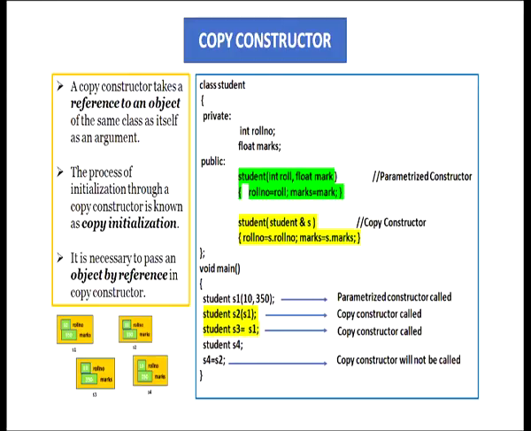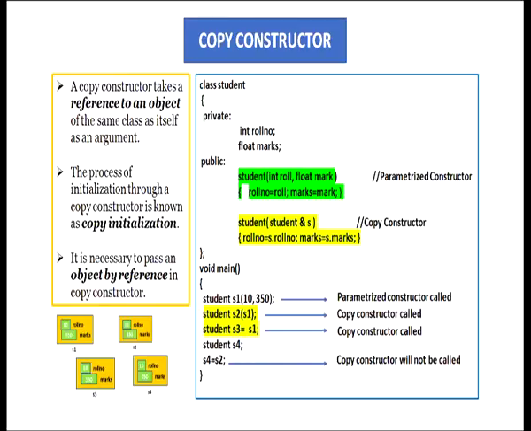Copy constructor. A copy constructor again takes parameters, but the parameter here is a reference to an object of the same class. So, let us understand it with the help of an example. We are taking the example of class student again, which has two data members, roll number and marks, as private data members. Now, in the public section, we are first declaring the parameterized constructor student int roll, comma, float mark, and in the body roll number equal to roll and marks equal to mark.